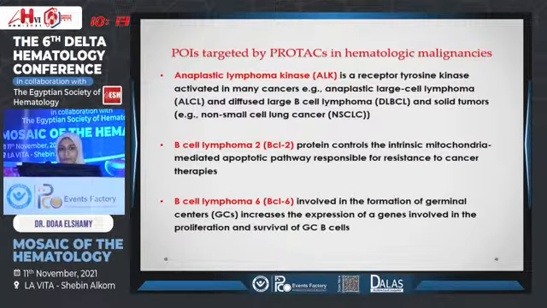Some examples of the proteins of interest targeted by PROTACs in hematologic malignancies are anaplastic lymphoma kinase, which is a receptor tyrosine kinase activated in many cancers, in anaplastic large cell lymphoma, diffuse large B cell lymphoma, and some solid tumors like non-small cell lung cancer. BCL2, which is an important intrinsic mitochondrial mediated apoptotic pathway responsible for resistance in cancer therapies. BCL6, which is involved in germinal center proliferation in the B cell, improving its proliferation and survival.